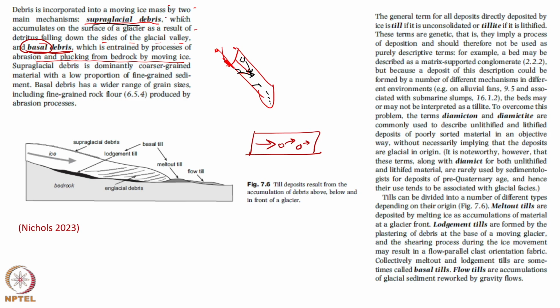Now, there is a way to distinguish the supraglacial deposits from the basal debris. The supraglacial debris are dominantly coarse grained material with low proportion of fine grained sediment. The basal debris has a wide range of grain sizes, they need not be all the coarse grain, and also they include fine grained rock flour. This rock flour comes from the abrasion process. The general term for all deposits directly coming due to ice flow can be called till if it is unconsolidated, and if it has got hardened, then we call it tillite. In other words, when the till gets lithified, it is called tillite.